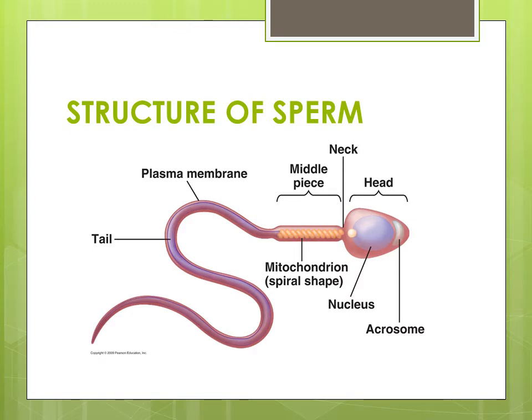The head has a nucleus containing the genetic material, 22 plus X or 22 plus Y chromosomes. The acrosome, which is present at the top of the head of the sperm, secretes an enzyme, hyaluronidase, which facilitates entry of the sperm into the egg by dissolving the wall of the ovum. The mitochondria contained in the middle piece provide energy, ATP, for the activity of the sperm so that it can swim. The tail makes lashing movements for propulsion.